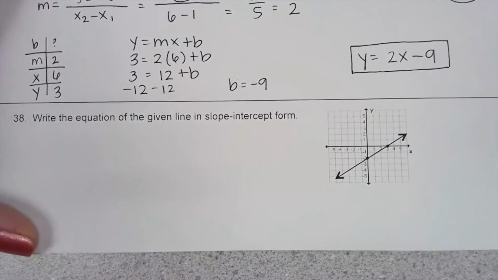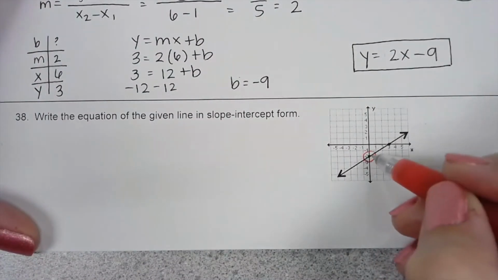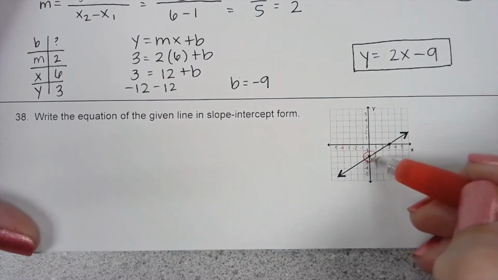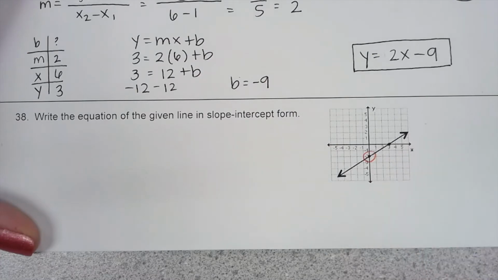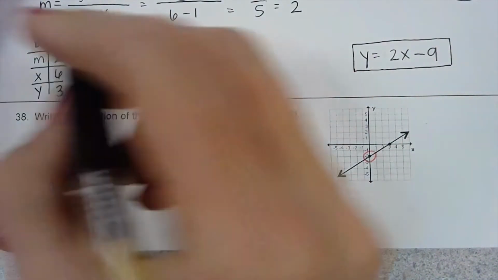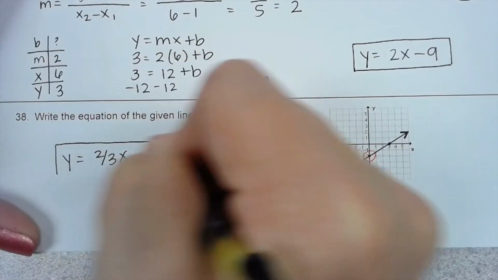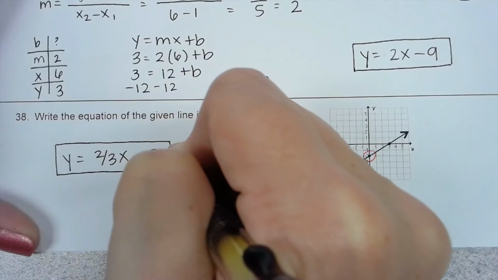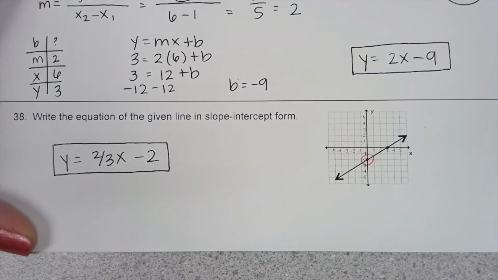Question number 38 has no work because you can see your y-intercept is right here, and then you can also count your slope. So to get from here to here, I go up 2, and then I go 3 to the right. So the equation for this line would be y equals 2/3 x minus 2. My slope was up 2 and 3 to the right. And then the graph started or began down here at this point, -2. So that's how I found that part.